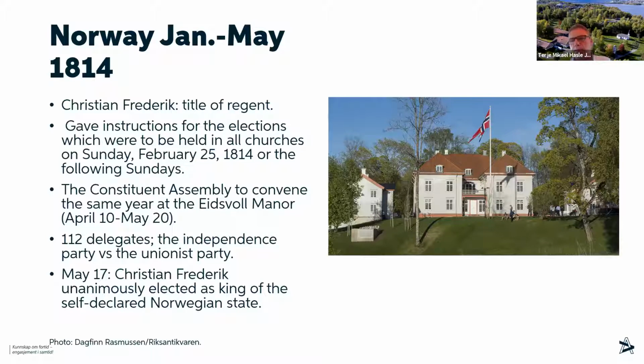But there was a development of two parties among these delegates. The Independence Party, whose delegates wanted Norway to become an independent country, no union with Sweden. And the other party was the Unionist Party, whose delegates supported a union with Sweden because that was the wisest thing to do. They did not believe that Norway could be an independent country because that could not be accepted by the larger powers of Europe.